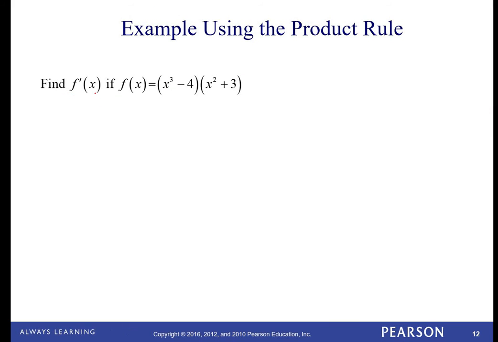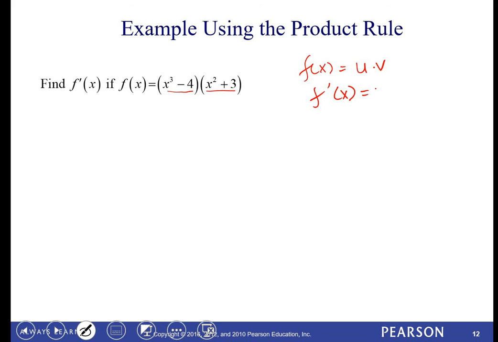So find the derivative f prime of x if f of x is the product of these two. So our rule says that if f of x is u times v, then f prime of x, and I'm going to use a little different notation, is u times v prime, the original function for u, the derivative of v, plus v times u prime.